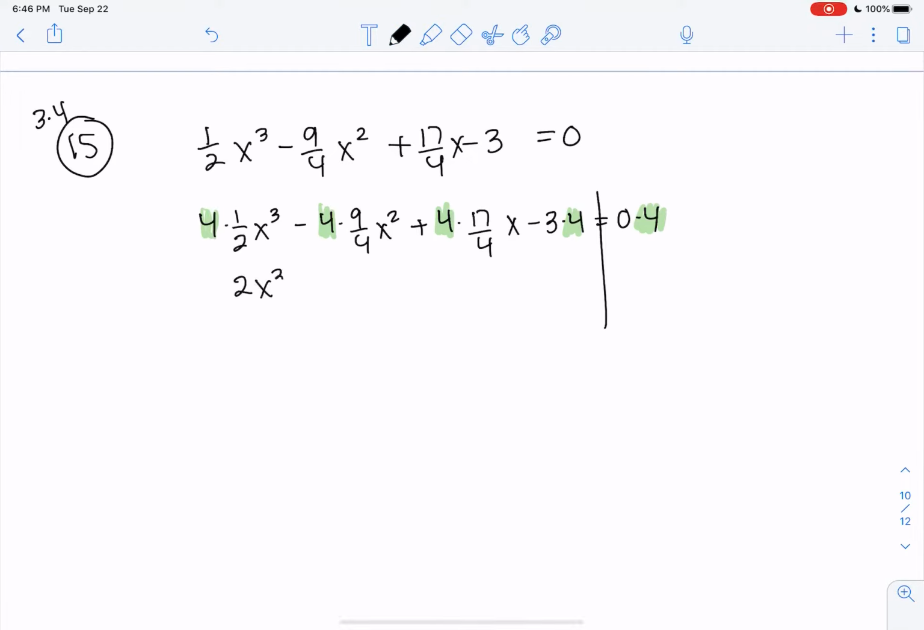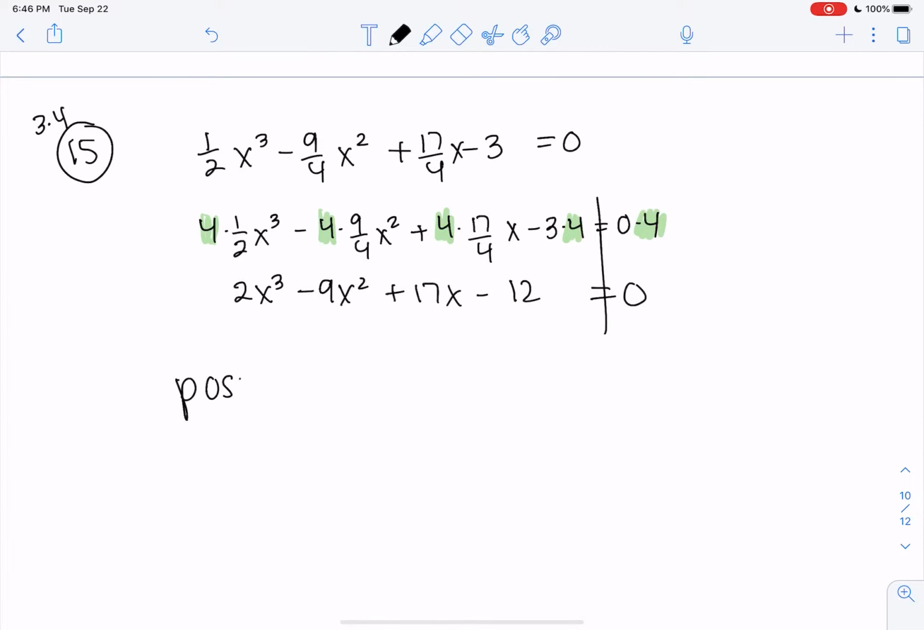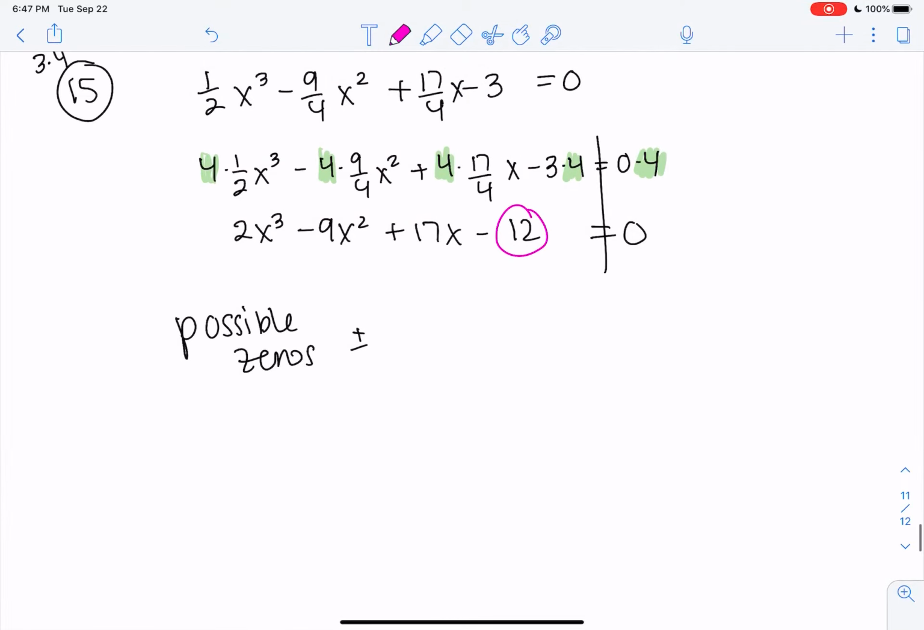So we get 2x cubed, 9x squared, 17x, and then minus 12 equals 0. And so these will have the same solutions. So the possible rational zeros are plus or minus factors of 12. So we get 1, 2, 3, 4, 6, and 12.